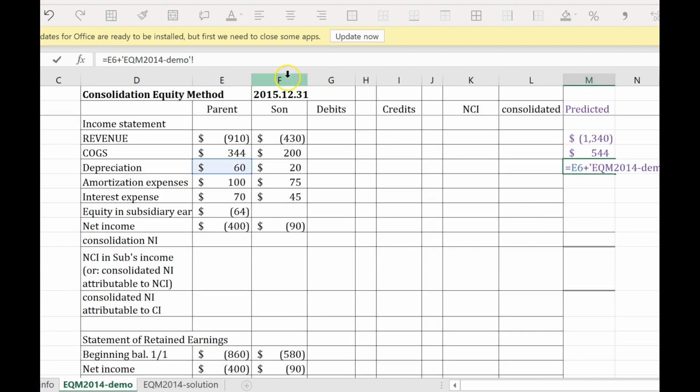That's why it is the parent plus the subsidiary minus 1. Okay, so that's 79. Amortization expense is the same thing.